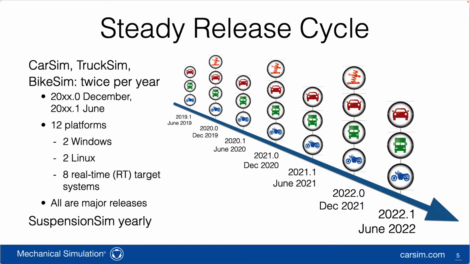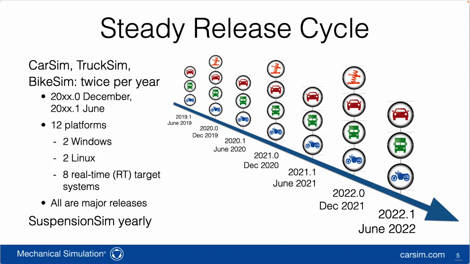In 2017, we evolved to a steady release cycle where we release CarSim, TruckSim, and BikeSim twice per year, every December and every June. They're all peer releases. It's the best that we have at the time of the release. A month before a release date, if something is working, we just test it as much as we can. If it's not working, we postpone it and put it aside for a future release.